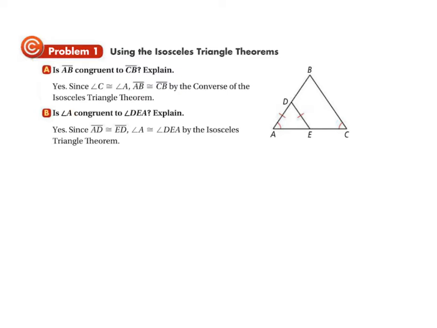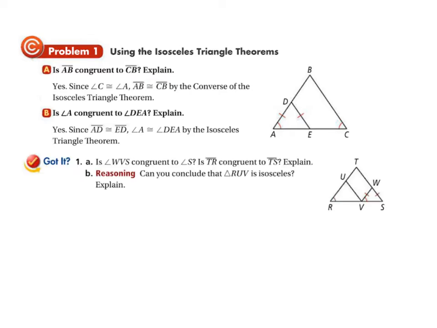Now, is angle A, right here, congruent to angle DEA right here? In fact, it is, because remember, the isosceles triangle theorem says that if you have two sides in a triangle congruent, their opposite base angles are congruent. So this angle here and this angle here must be congruent. Yep, pretty cool. Here's a got it problem for you. See how you do.